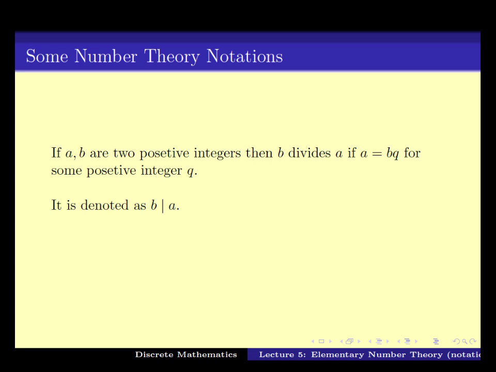The notation that we use to denote it is this notation, which means b divides a. Now, if a does not divide b, it is denoted using this notation, a with a vertical line and striked out b. So it reads as a does not divide b.